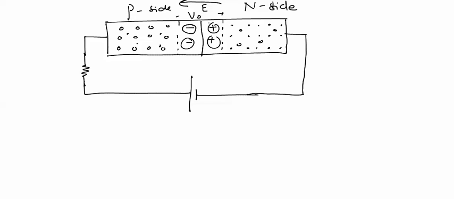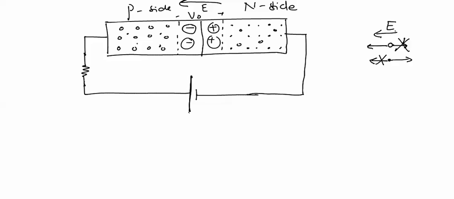Now if this junction is forward biased, the electric field which was already there across the depletion region can allow only the flow of holes in the direction of the electric field. If a hole tries to move in the opposite direction, this field will restrict it. This electric field can allow electrons to move in this direction, and if an electron tries to move in the other direction, it will be restricted by the electric field.